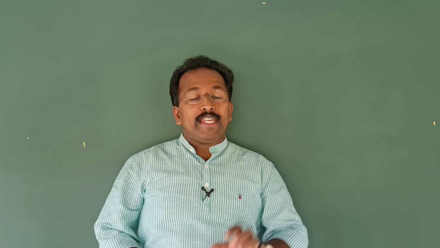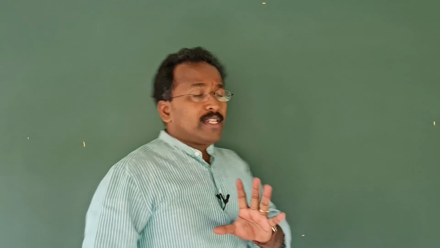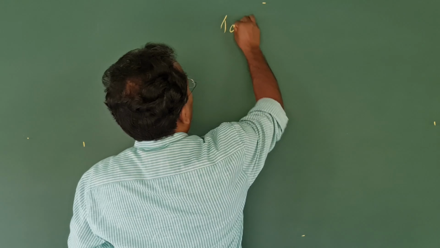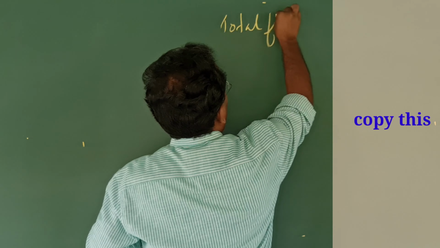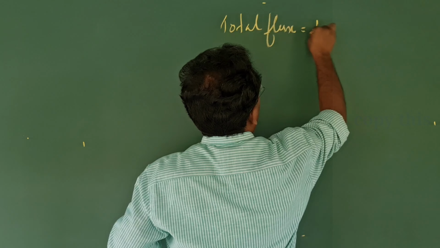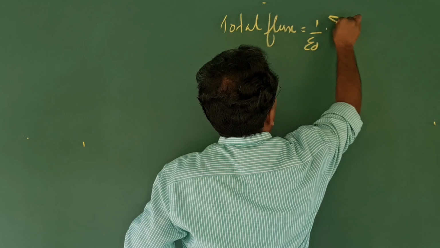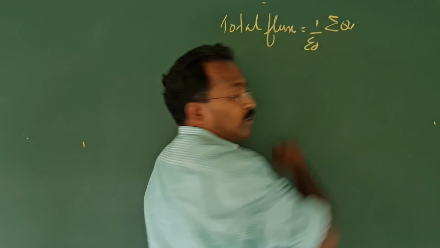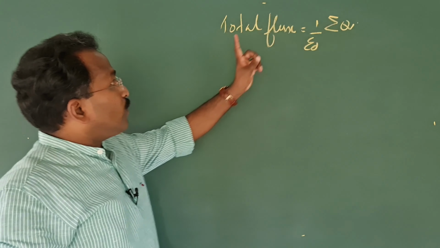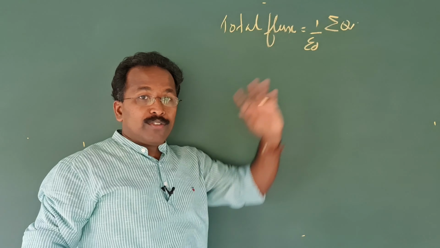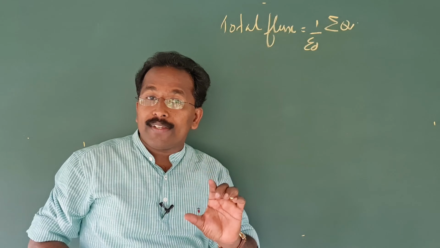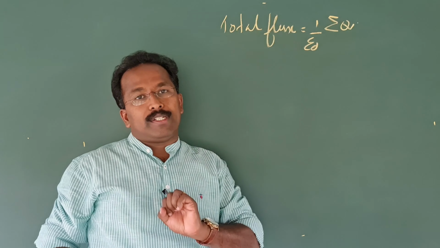Today we have to study applications of Gauss theorem. Gauss theorem states that total flux is equal to 1 by epsilon 0 times the total charge. We are going to use this equation for finding electric field in 3 situations.